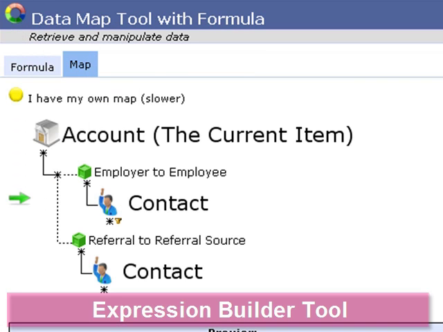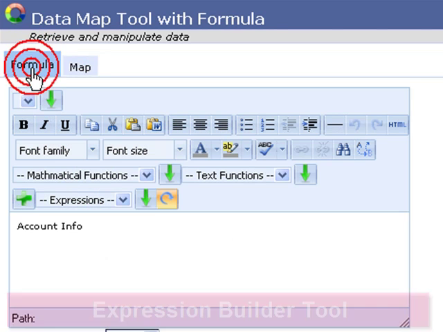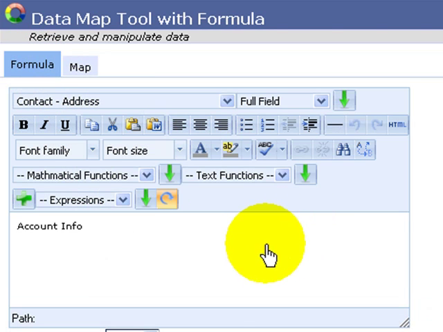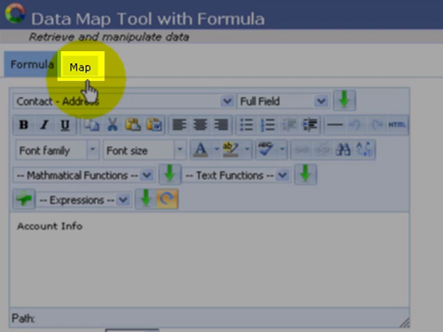Once you've retrieved data from your data map, you might want to manipulate it using mathematical or text expressions, or by giving it a format. Any manipulation of numbers or text in WorkXpress is done with the Expression Builder tool. Once you get the hang of it, you'll find it to be both simple and powerful. There are only 4 things you need to know to master the Expression Builder tool.